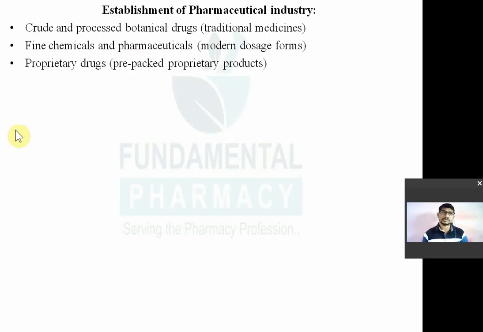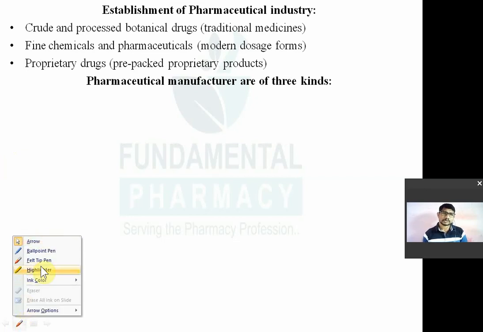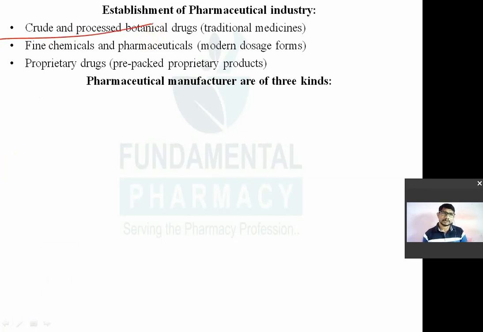There are certain companies which have proprietary drugs. They have pre-packed medicines. They will not disclose their formula to the public, but they claim that this particular formulation will cure a certain kind of disease. These are the proprietary drugs. So there are different kinds of industries, as I have told you. Some deal only with crude processed botanical drugs, some with the conversion of raw material into finished product, and some companies are involved in proprietary drugs.